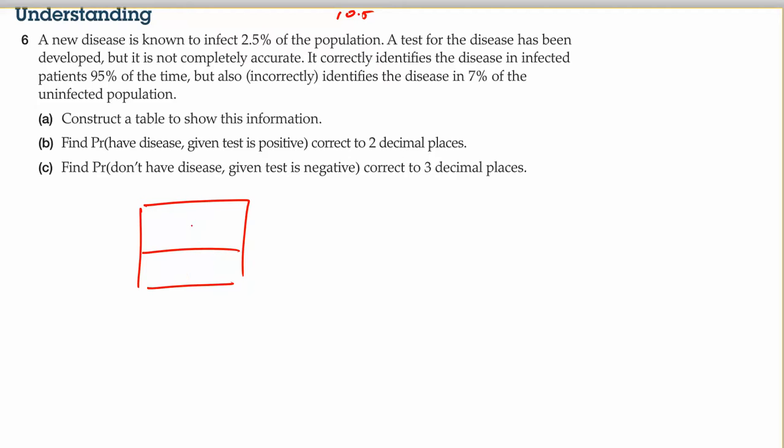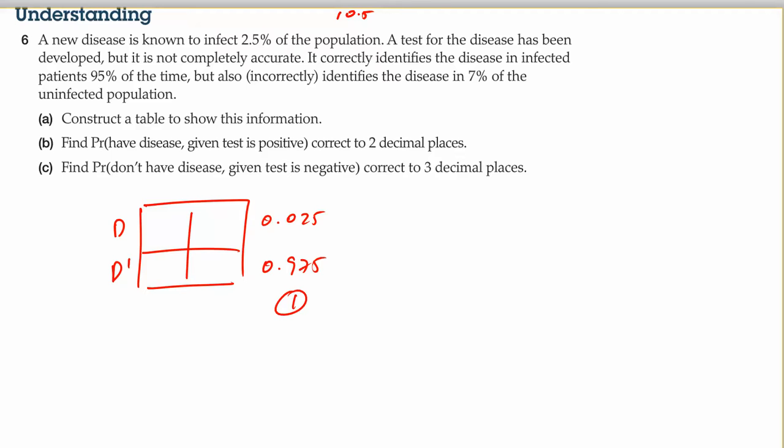In the population, they can either have the disease or not have the disease. We know the total that do have the disease is 2.5%, so it's 0.025 as a decimal. I know that the rest of the population don't have the disease, so that's 0.975, because the total has to add up to 1.